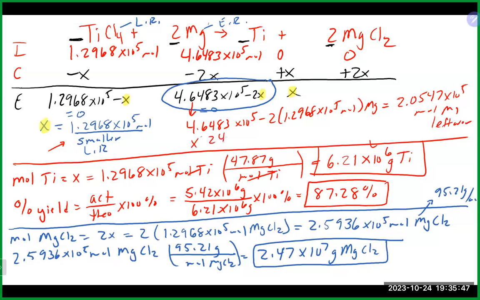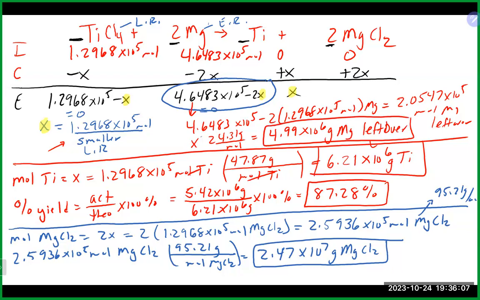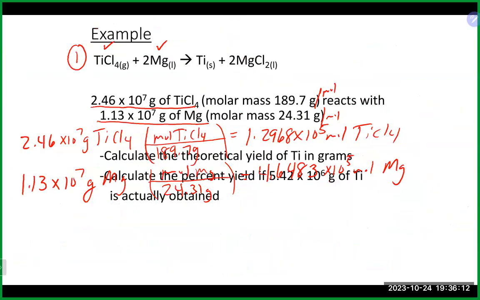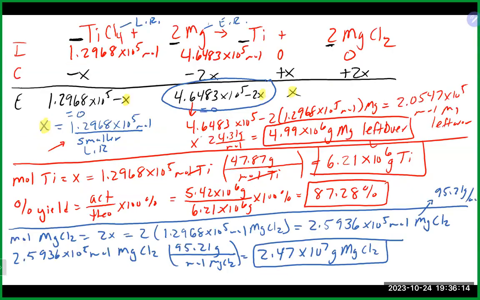times that by our 24.31 grams per mole, which is the molar mass of magnesium. And we would have something like 4.99 times 10 to the 6 grams of magnesium left over. So again, within a couple of steps, we could figure out how much of the excess reagent is left over. We started with 1.13 times 10 to the 7 grams of it. So we have a good amount still left over in this case.